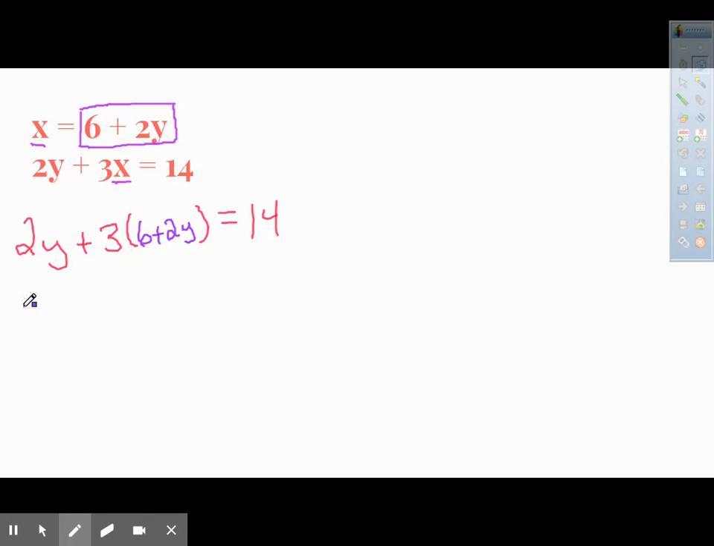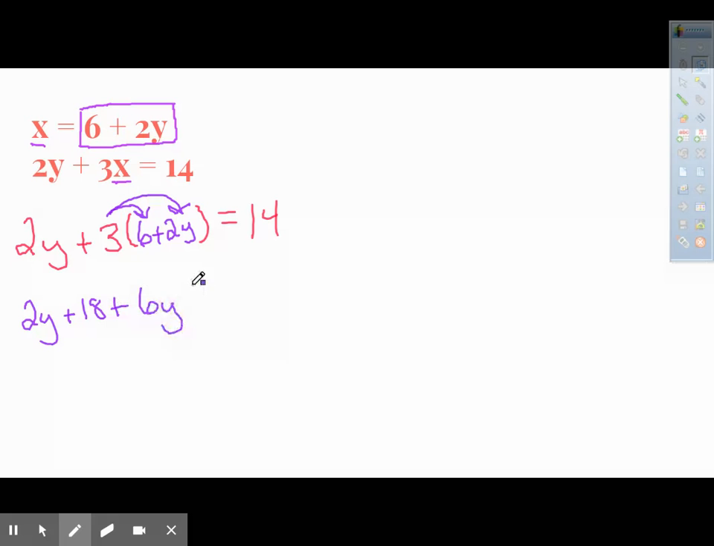So 2y, and then to get rid of the parentheses, we need to distribute. So we need to distribute the 3 times 6, which is positive 18. 3 times 2y is 6y. Now you combine your like terms. 2y plus 6y is 8y.